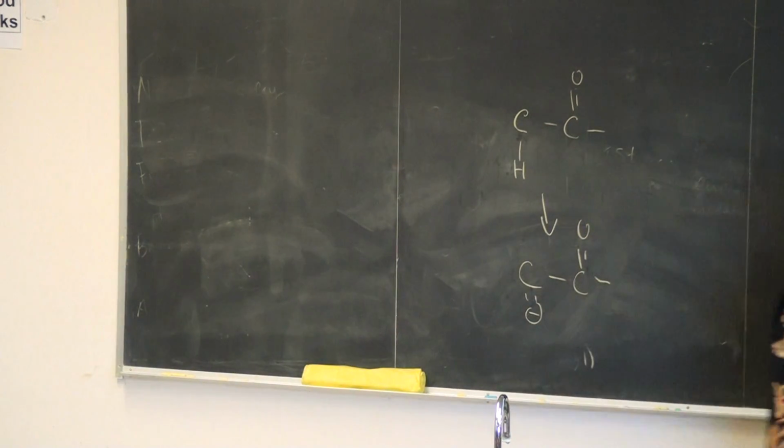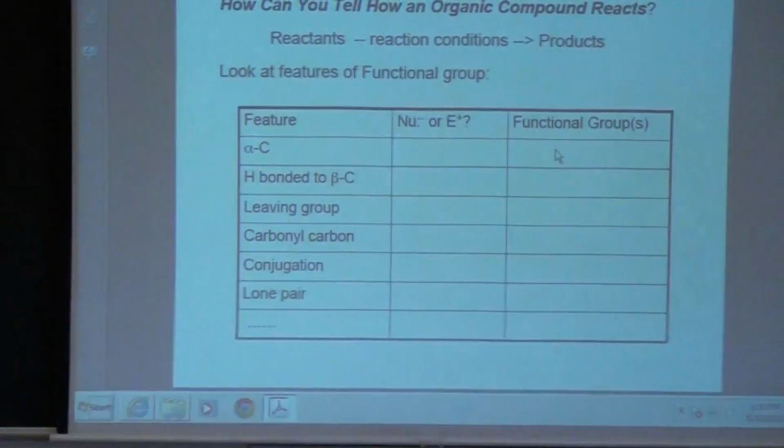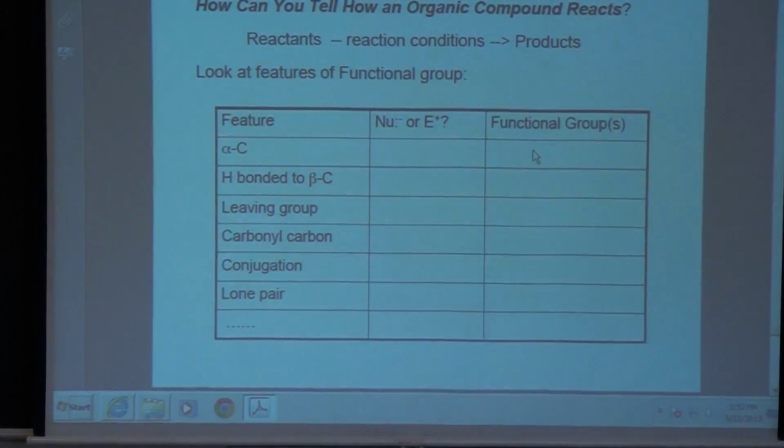Okay, let's go to the next one. H bonded to a beta carbon. Okay, so we've gone over one, so now, instead of me talking, since I talked too much, it's your turn to talk.